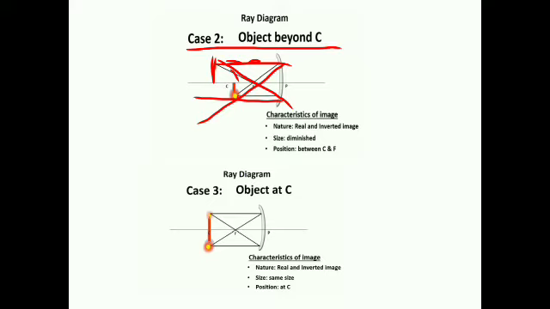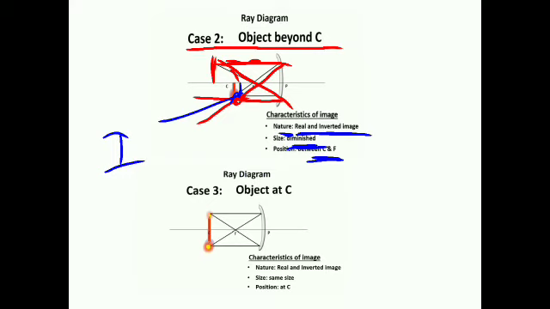Here at this point of intersection, we have to draw a down arrow mark. These down arrow marks will give the image of the object. And characteristics of image: it is a real image, an inverted image, and diminished, small size, and it will be formed between center of curvature and focal point.